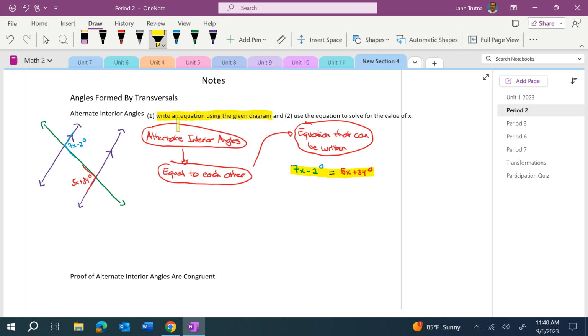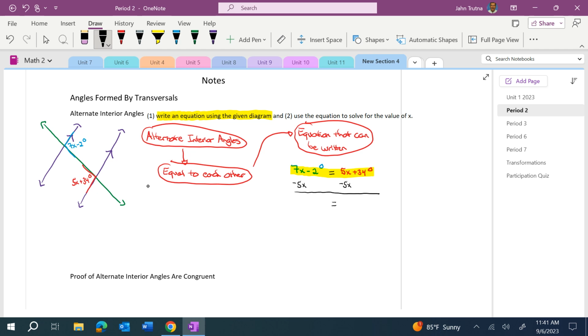Write an equation using the given diagram. Part two is use the equation to solve for the value of x. So now we're going to use this equation and we are going to solve for the value of x. And there's a couple different ways that I can solve this. Here's how I'm going to solve it. First thing I'm going to do is take these 5x's and subtract 5x from both sides of the equation. What that's going to allow me to do is bring down the equal sign, and it's going to put all the x's on just one side of the equal sign.